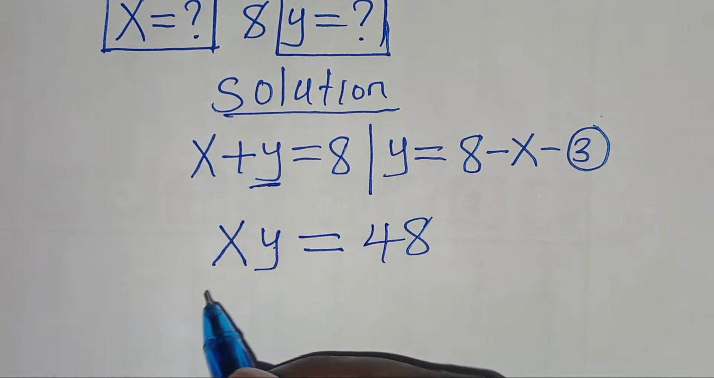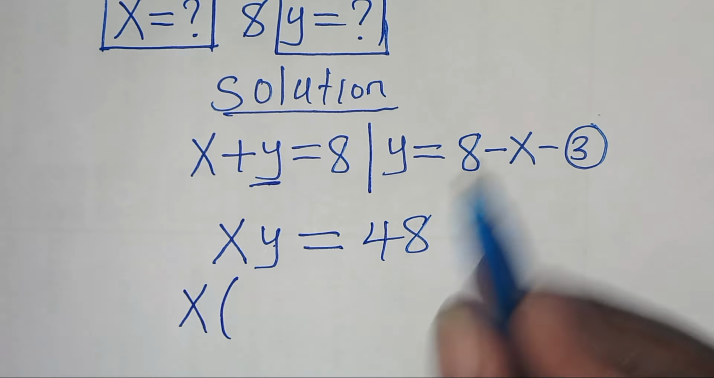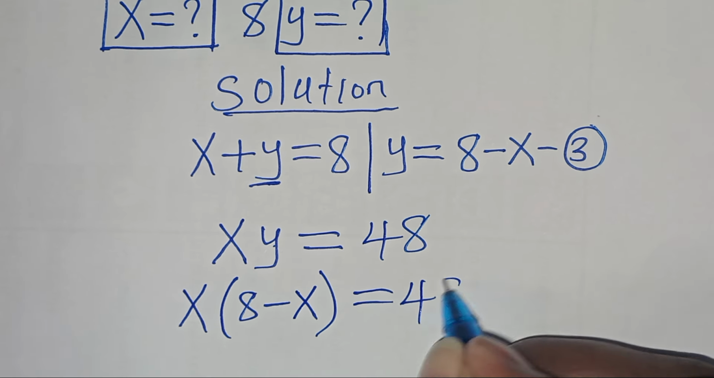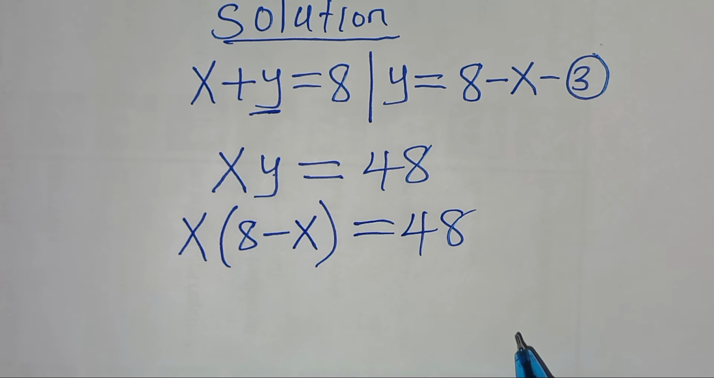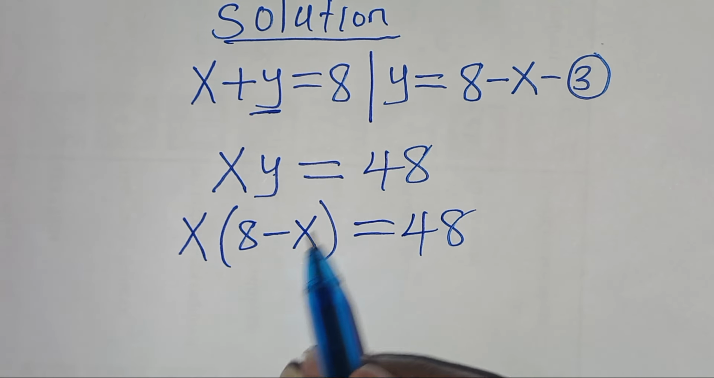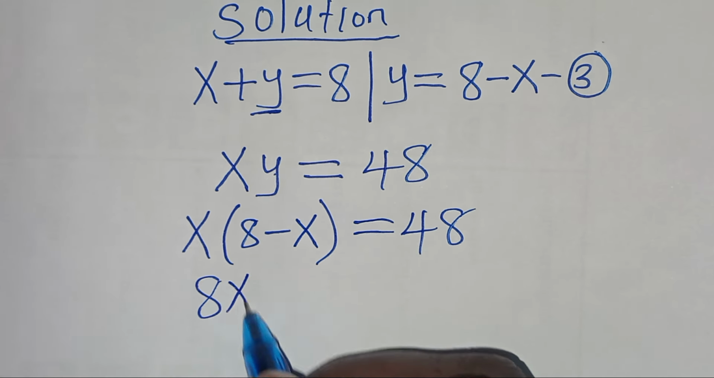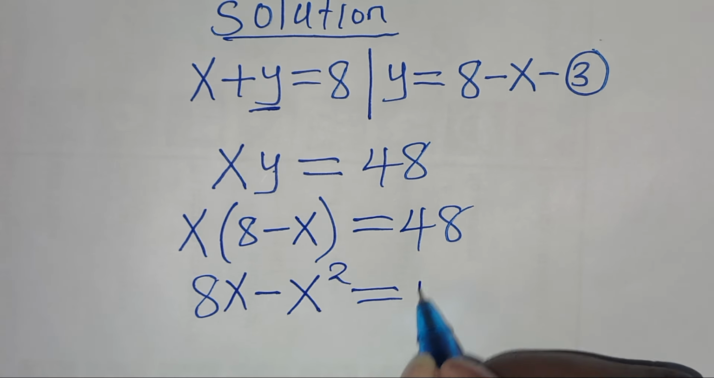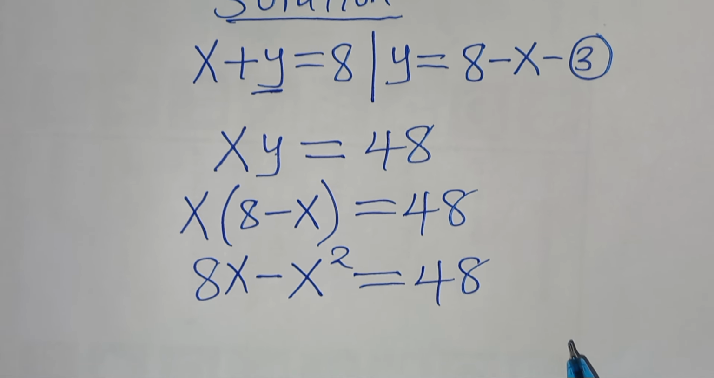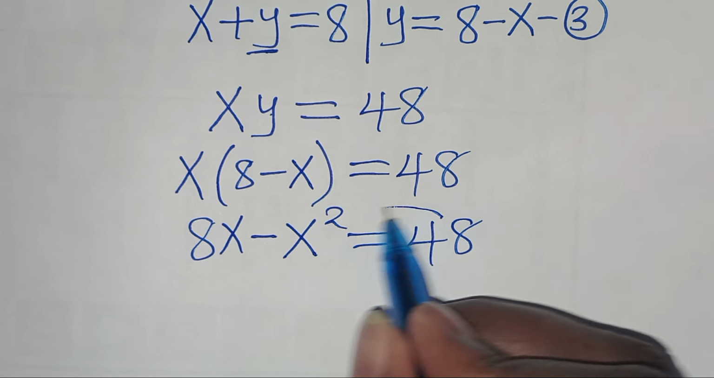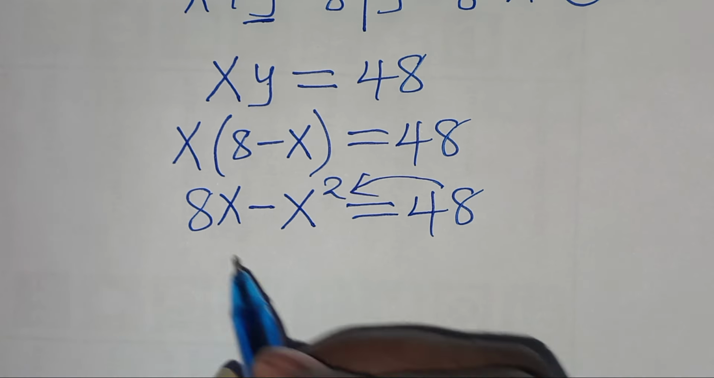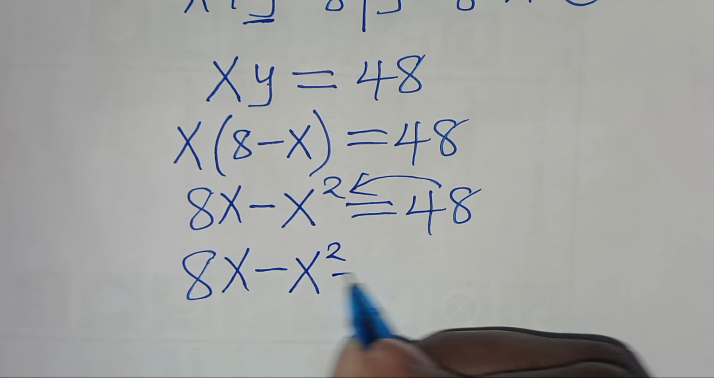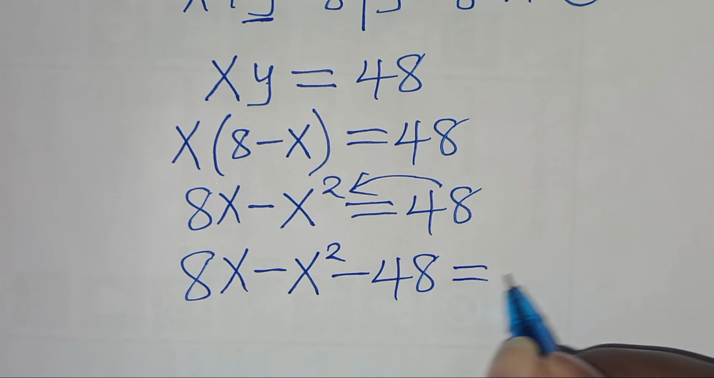Substituting y, then we have x multiplied by 8 minus x, equal to 48. So let's open the parentheses here. 8 times x is 8x, minus x times x, which is x squared, equal to 48. The next step is to take 48 to the left hand side, so that now we have 8x minus x squared minus 48 equal to 0.